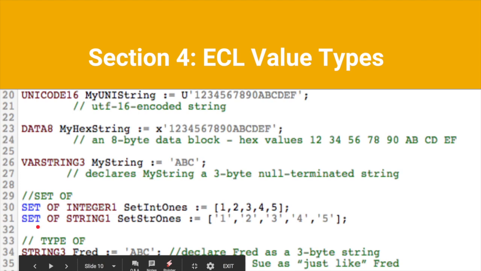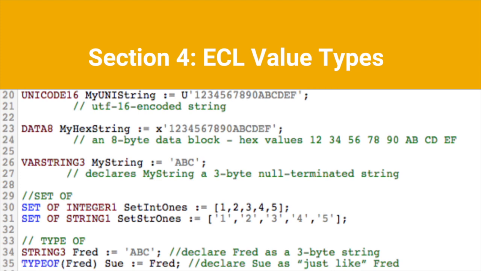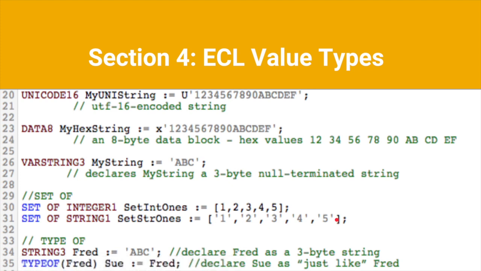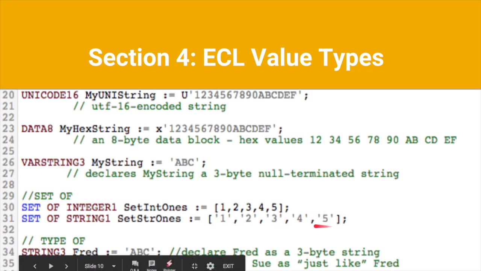And again, here's another example. Set of string ones is the name. String one refers to, like we mentioned before, string class one, and then you have different characters right here, and that is making a set of string ones. Again, much like an array, and you could reference these much like you do an array as well.